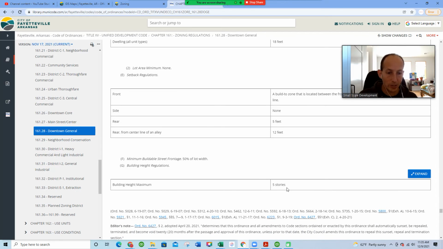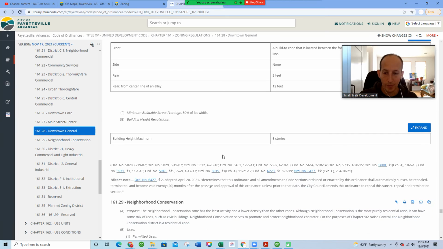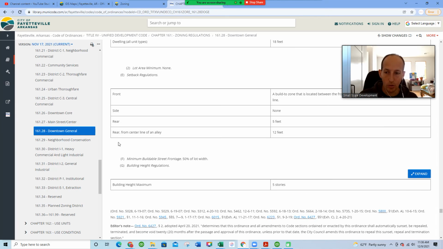And building height, we can actually build up to 5 stories. I'm not going to be looking at doing anything 5-story. We may look at 3-story, but that's it for what we're looking at here for beginner developers. Minimum buildable street frontage, 50% of the lot. Again, the point is to get dense development, not to have things that are set far back and far apart. It's to get more of an urban environment. And that is what we have there for zoning.